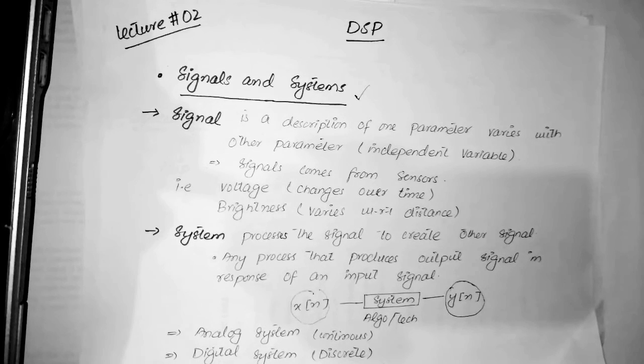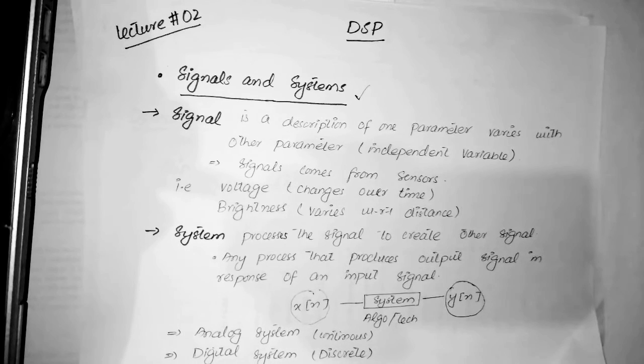In this lecture, we are going to discuss the definition of signal and systems and some important operations which we perform on signals and some other stuff. First of all, the definition of signal. Signal is a description of one parameter which varies with the other parameter. In this, one parameter is independent variable and the other parameter is dependent variable.